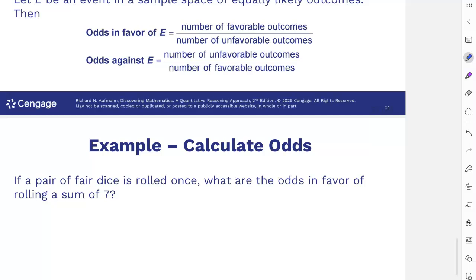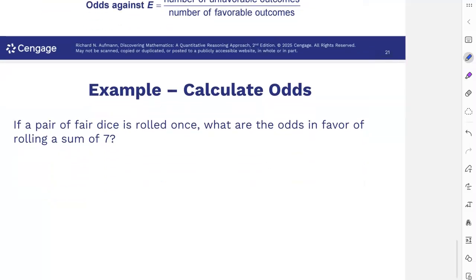So we have to think about how many ways we could get a 7. We are rolling a pair of fair dice, and we're assuming 6-sided dice. So what does the sample set look like? This is a total of 36 possibilities. So what are the possibilities?